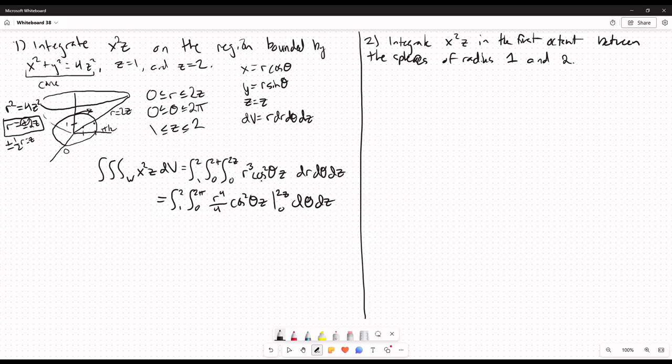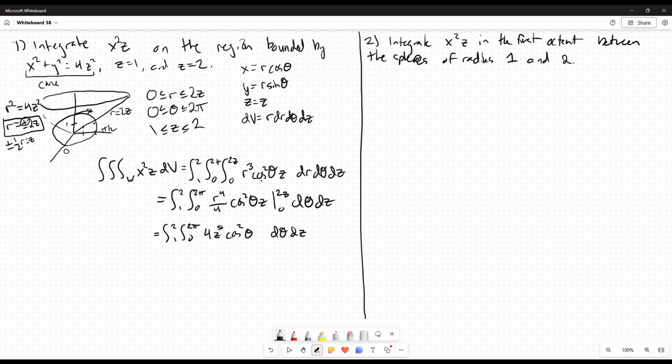That 16 and that 4 are going to cancel, leaving me with the integral from 1 to 2, 0 to 2 pi of 4z to the fourth cosine squared theta z d theta dz. And hold up, I have a z there and a z to the fourth there. Let's put those together, giving me z to the fifth. Okay, so we're making some progress.